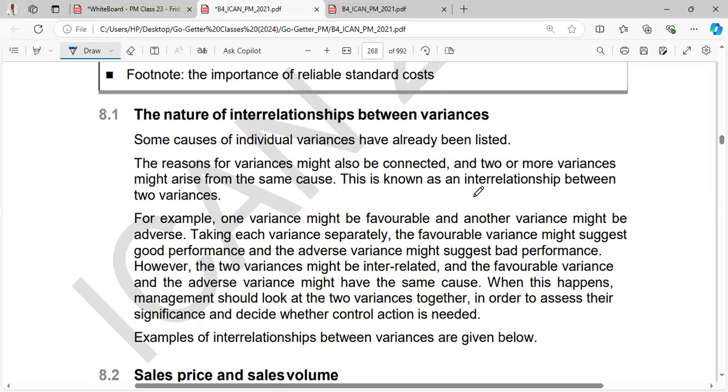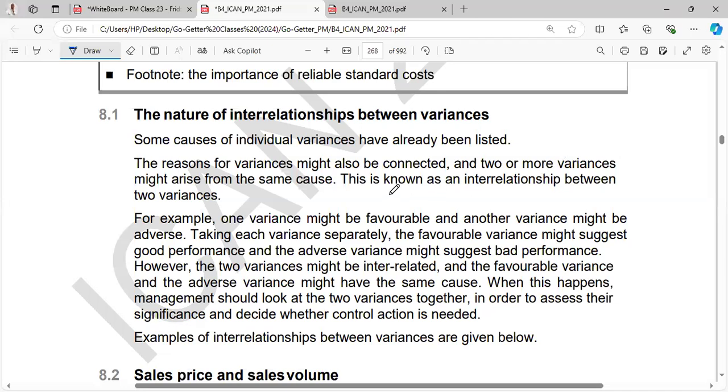Now look at one variance might be favorable and another variance might be adverse. Taking each variance separately, the favorable variance might suggest good performance and the adverse variance might suggest bad performance. However, the two variances might be interrelated and might have the same cause. So when this happens, management should look at the two variances together to assess their significance and see the control action that needs to be taken.